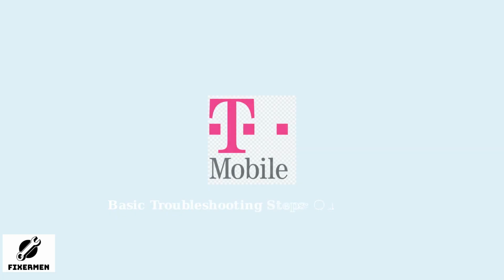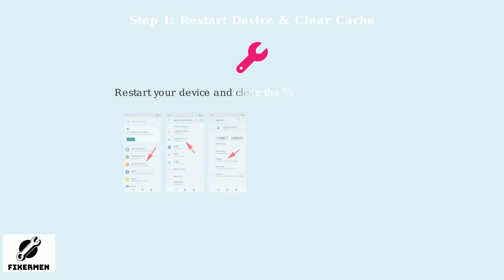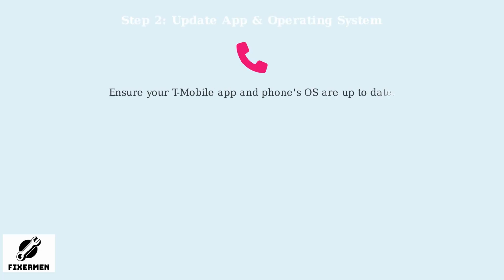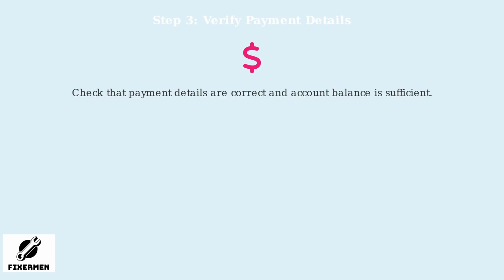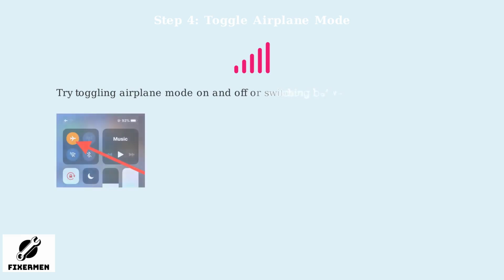Basic troubleshooting steps, quick fixes. First, restart your device and clear the T-Mobile app's cache. This resolves many minor glitches. Next, ensure your T-Mobile app and your phone's operating system are fully updated. You can also verify that your payment details are correct and that your account balance is sufficient. Lastly, try toggling airplane mode on and off or switching between Wi-Fi and cellular data. These simple steps often resolve minor glitches.